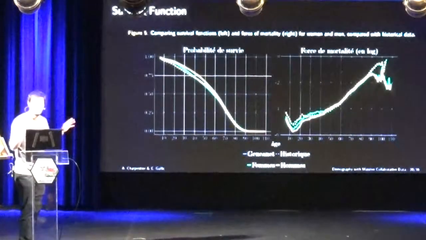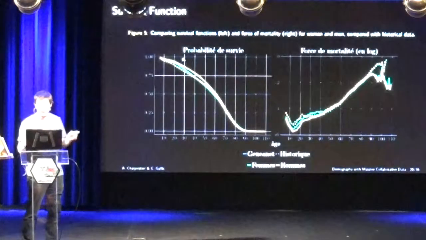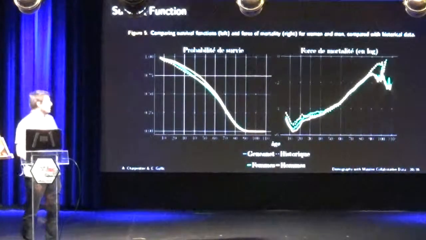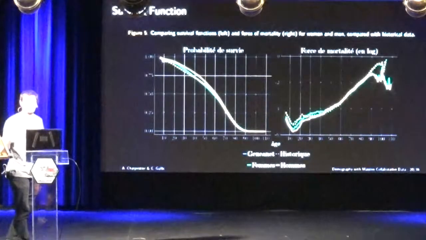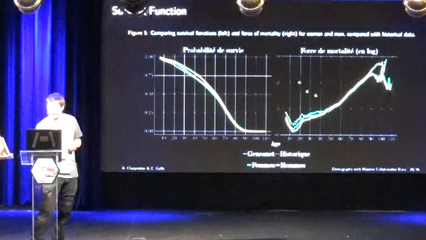So this is the official data and the one we have. The dotted line is the historical one. The plain line is what we have. And it looks like we're very good. This is the survival probability, and this is the force of mortality, which is the log of the probability to die within a year. So it looks like we're very, very good.